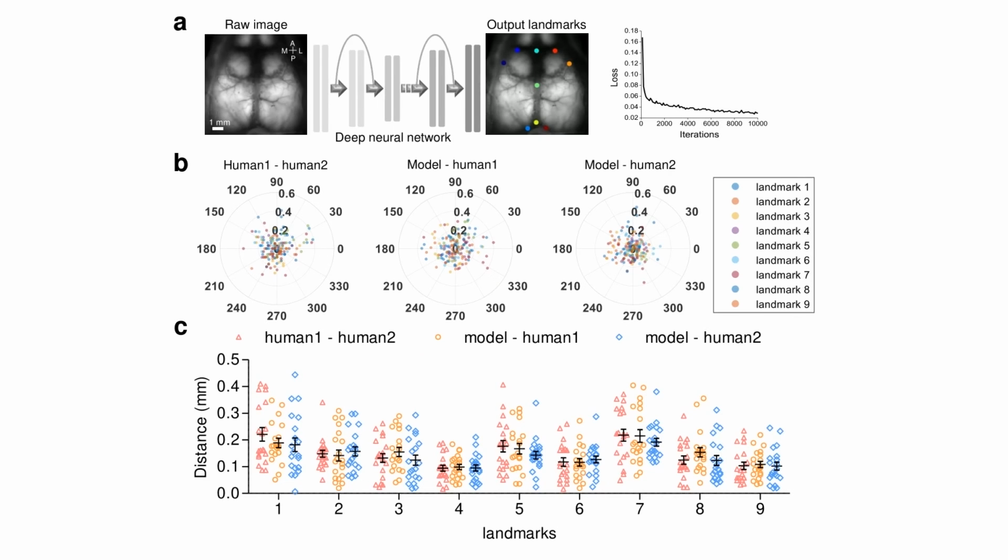In order to automatically estimate landmark locations, a dataset of images annotated with 9 anatomical landmarks was used to train a deep learning model. The performance of landmark estimation is robust using deep learning.